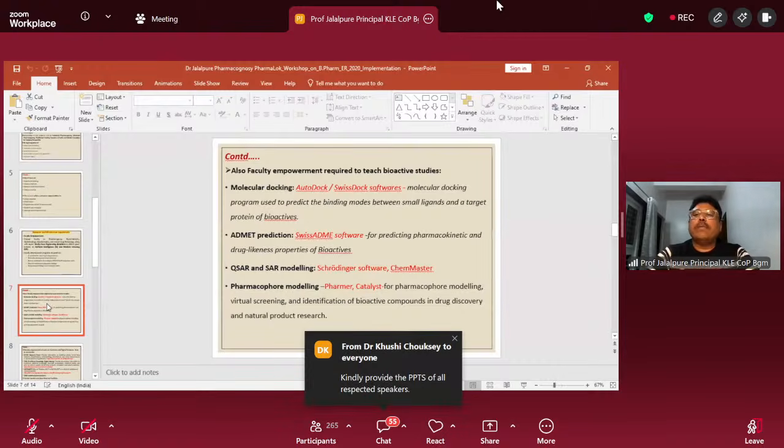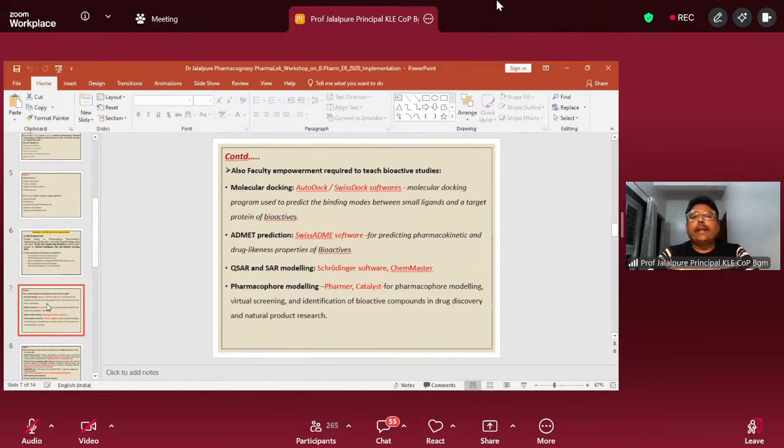My friends in pharmaceutical chemistry are aware of using some software pertaining to molecular docking, programs used to predict the binding modes between small ligands and target proteins of bioactives. So all these have been put in this syllabus. Using AutoDock and SwissDock software, molecular docking of bioactives can be done. Our pharmacognosy teachers should be aware of all these software, like ADME prediction, for predicting pharmacokinetic and drug-likeness properties of all these bioactive compounds which are present in the plant material.